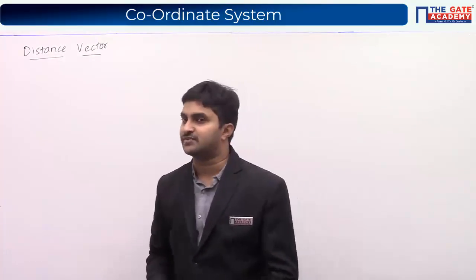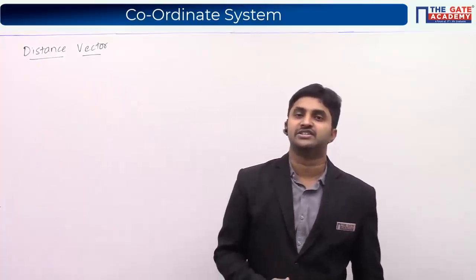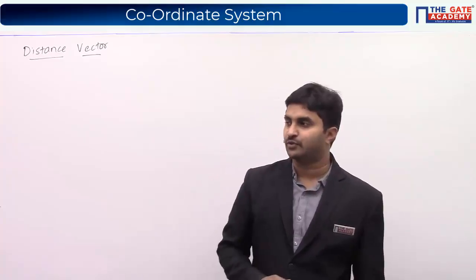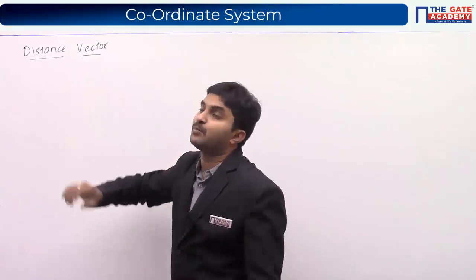So the learning objectives of today's class is that we will complete the distance vector and we will move into the coordinate systems, right? So that is the focus for today's class, right? So what is distance vector? We have understood what is a position vector.